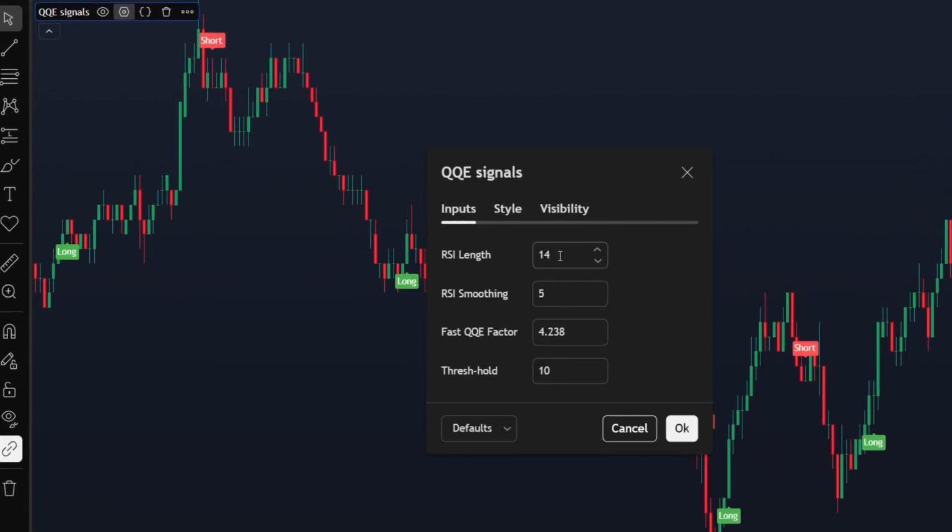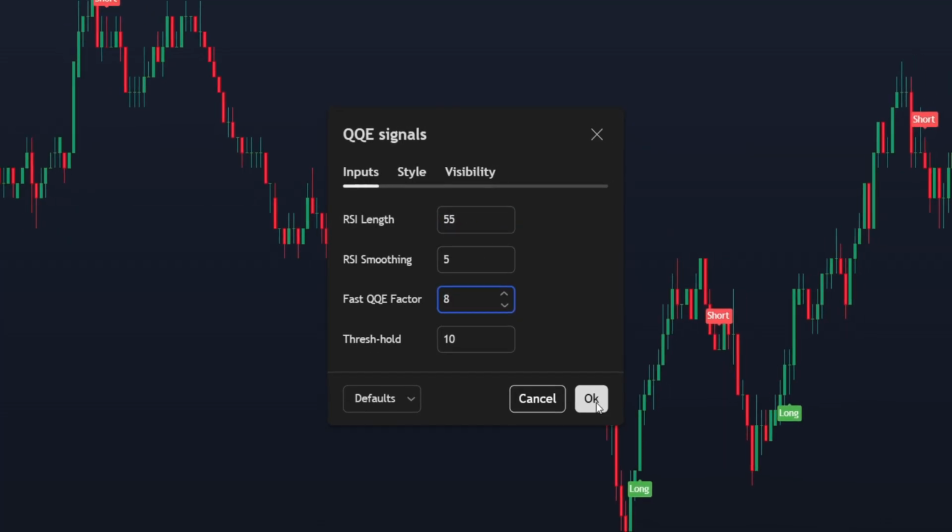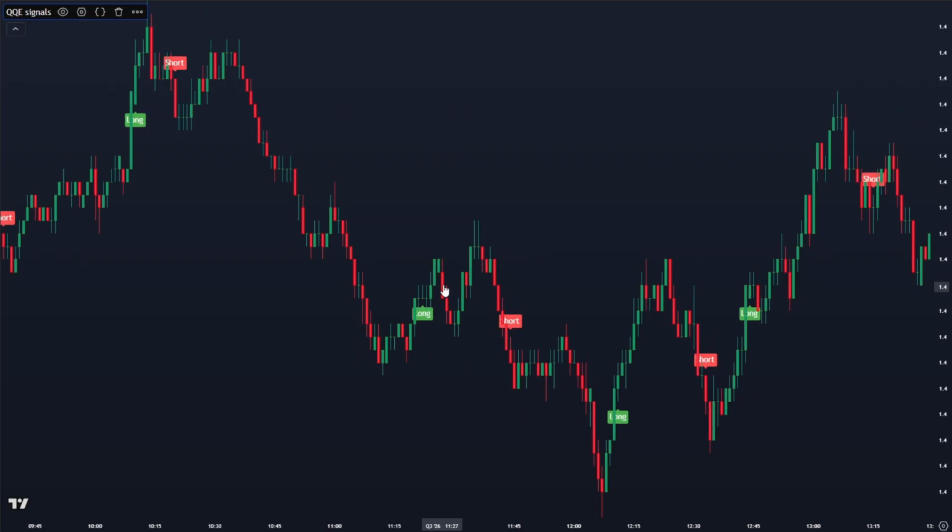So, settings, RSI length 55, QQE factor 8. And it's a different chart now. 55 on the RSI length is doing the heavy lifting there because you're pulling the calculation out of tick-by-tick noise and into something that actually reflects a shift. The QQE factor at 8 widens the band so it stops triggering on nothing.